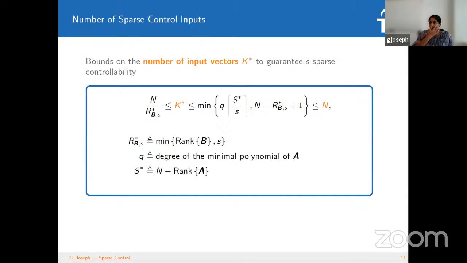Another interesting result is about one question. Can I ask a quick question? Yes, sure. Why is the sparsity level related to the rank of A? Do you have any intuition on that part?